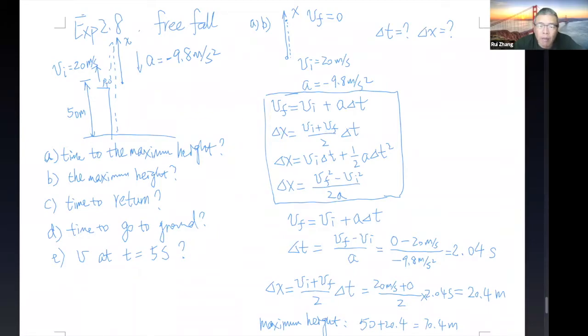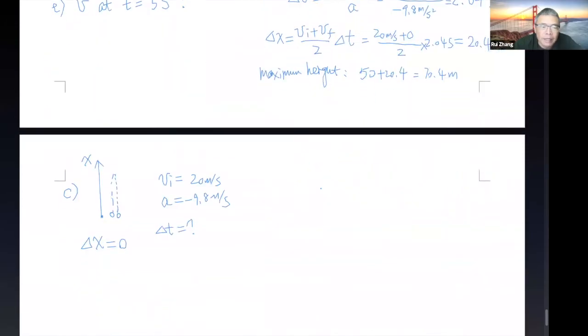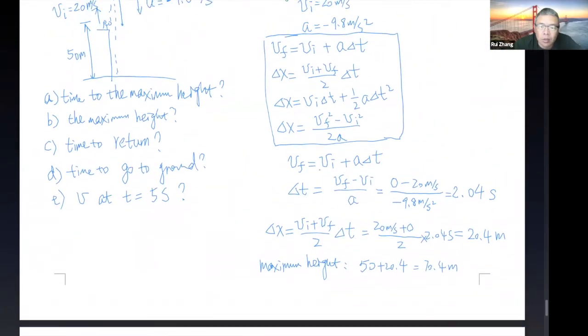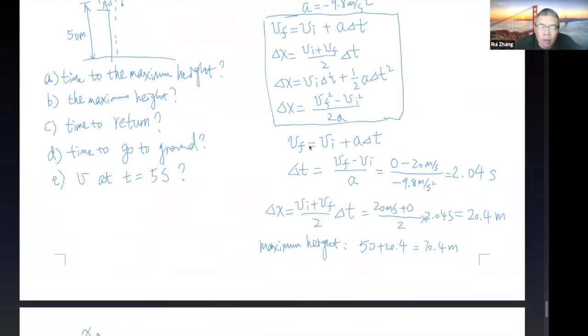Same thing for this one. We don't know VF, so we cannot use it. So the 3rd one actually is the one to use. Well, this one is a quadratic, which is a little bit hard, but let me set it up. There's a way out of it. So let's write down that one.